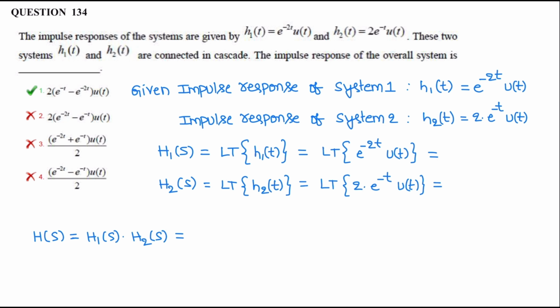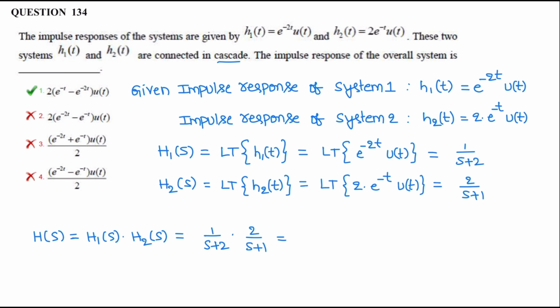H1 of s is Laplace transform of impulse response h1 of t, that is Laplace transform of e power minus 2t u of t. So it is 1 by s plus 2. Similarly, transfer function of second system, Laplace transform of 2 e power minus t u of t is 2 by s plus 1. Then we need to calculate the overall transfer function if these two systems are connected in cascade. When two systems are connected in cascade, the overall transfer function is product of individual transfer functions. 1 by s plus 2 into 2 by s plus 1.